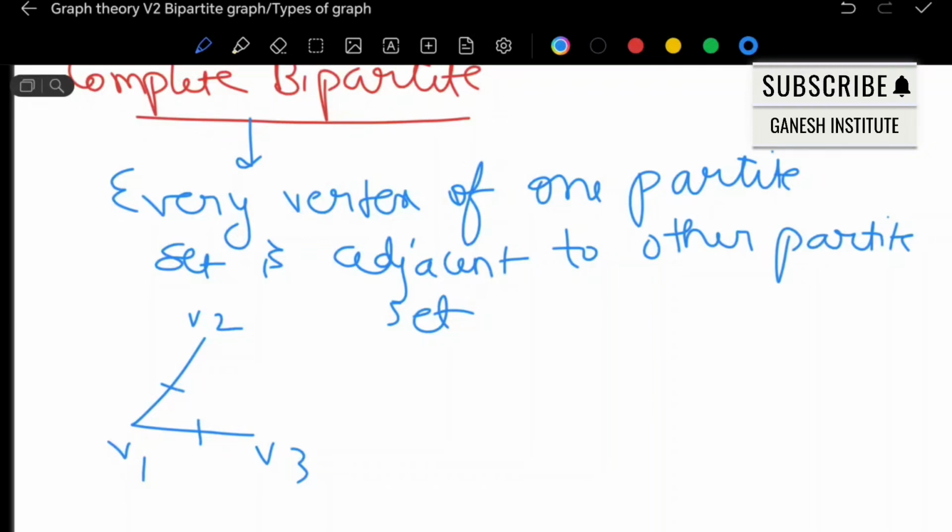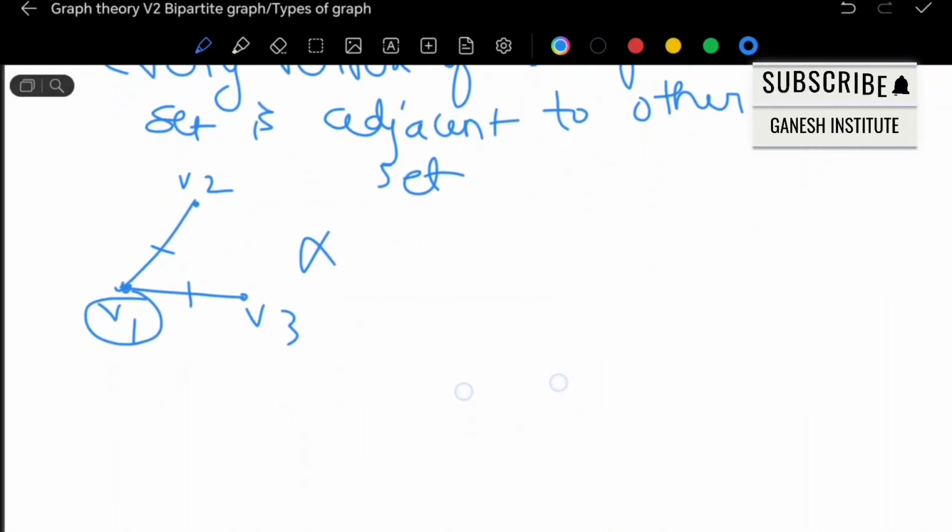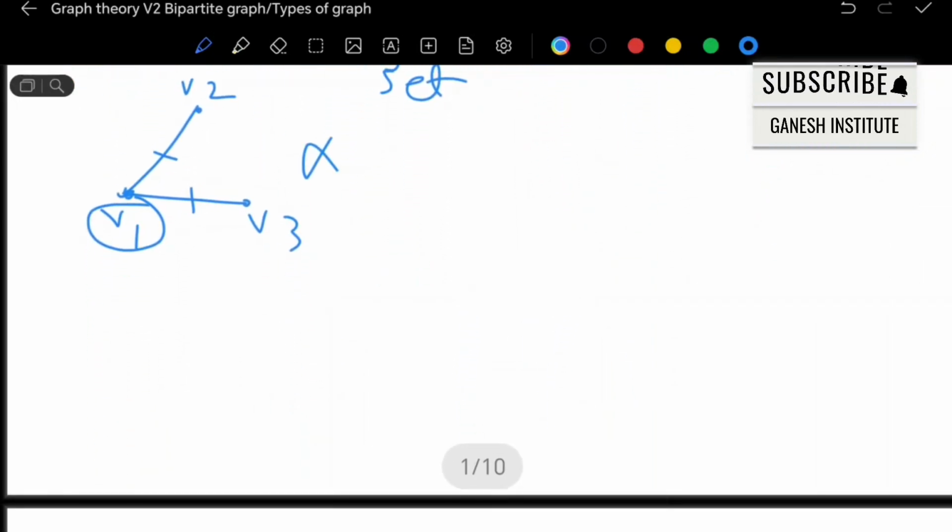Okay. Now V1 is adjacent to V2 vertex. V1 is adjacent to V3 vertex. Okay. So every vertex, here only V1 is adjacent to both V2, V3. So we cannot say that it is a complete bipartite. Okay. Every vertex has to be adjacent to another one. Can you think of any example? Do comment in the section.